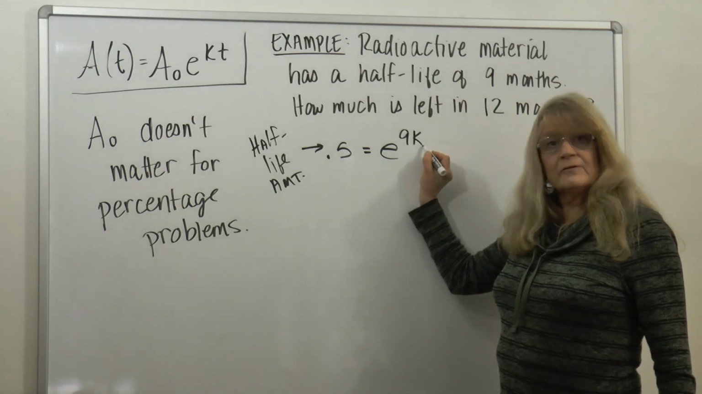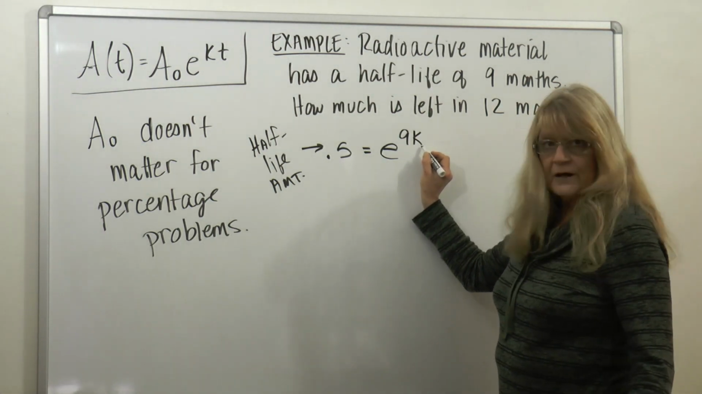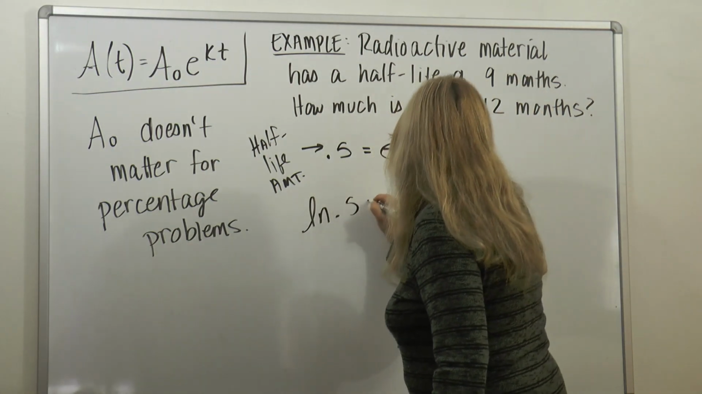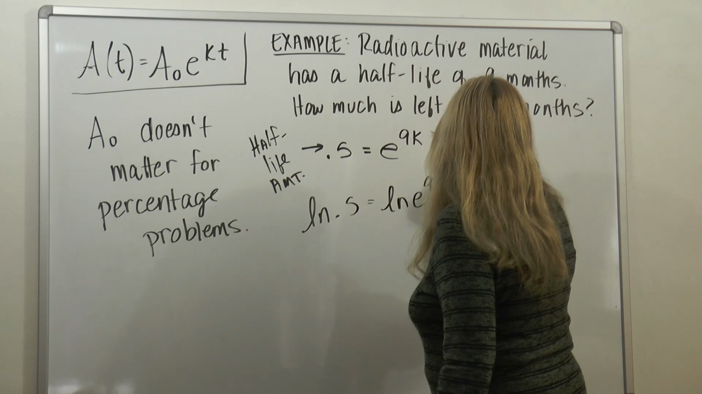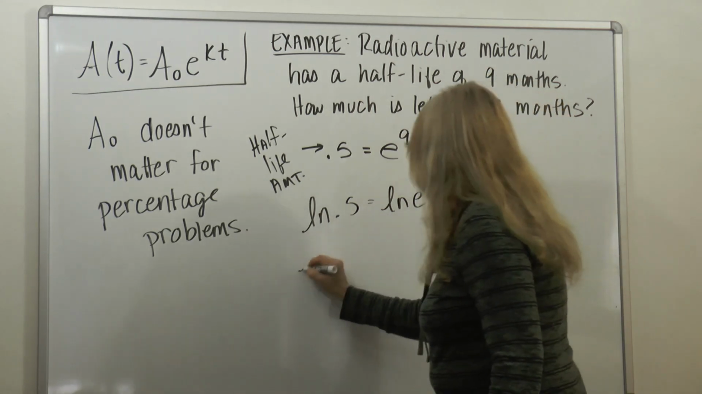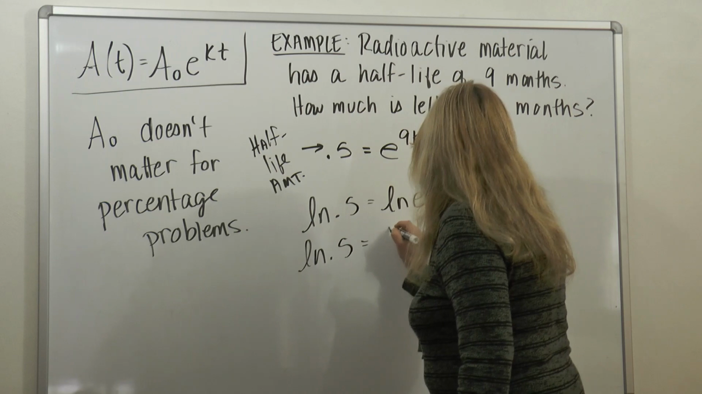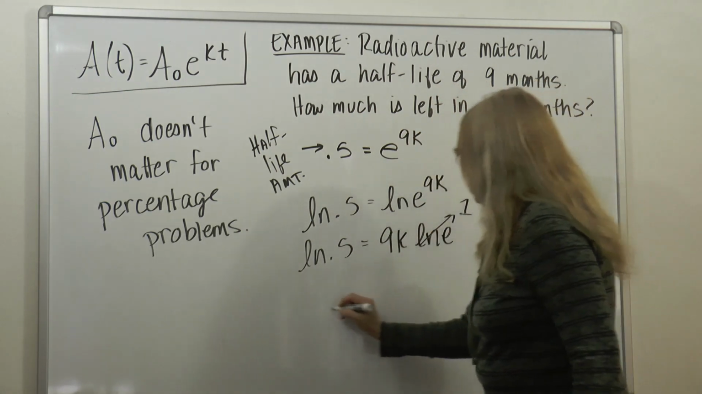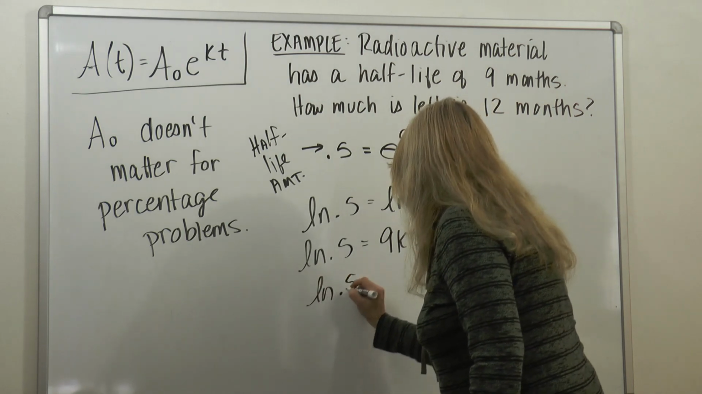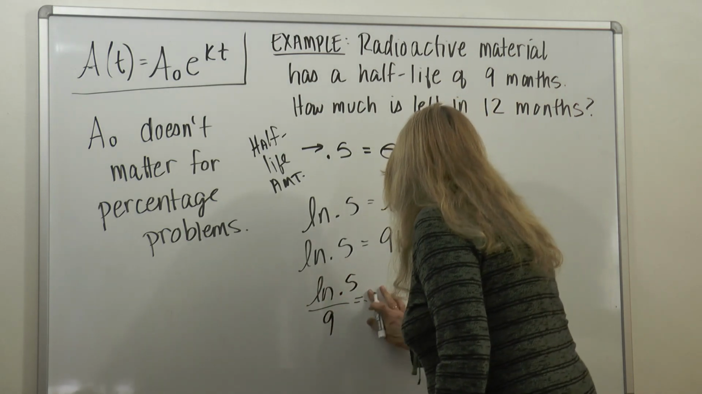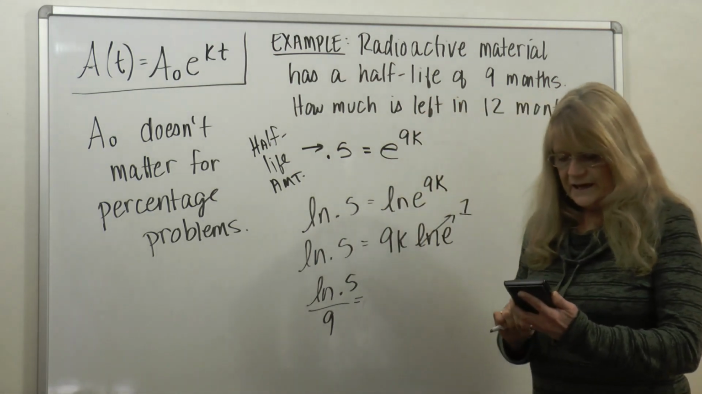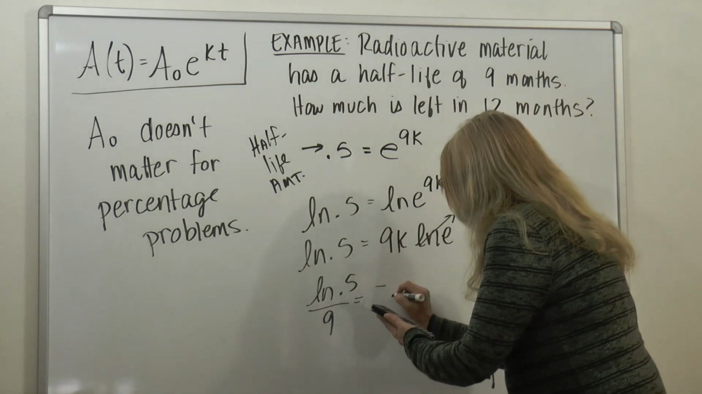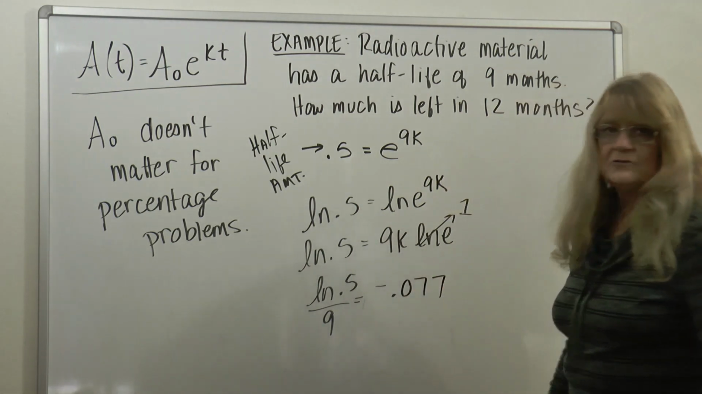So again, I'm solving for a variable in an exponential position, which is funky. So I need to move that out front. So I'm going to take the natural log of both sides. And that allows me to bring that 9K out front. And the natural log of E is 1. So I have the natural log of 0.5 divided by 9, and that's going to give me my rate of decay, which is negative 0.077 and change.